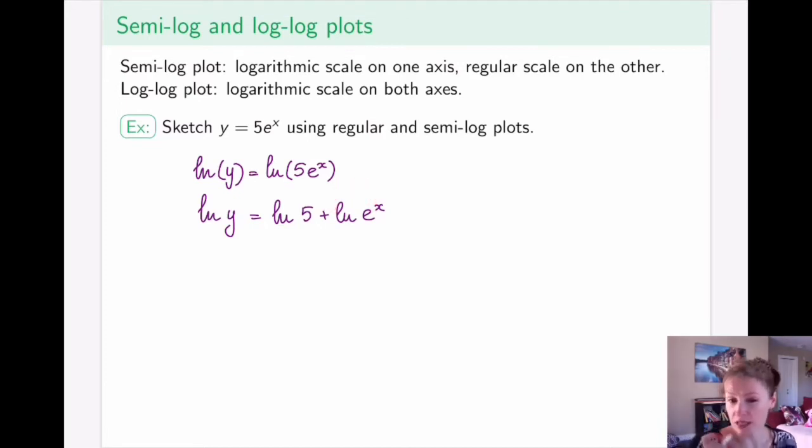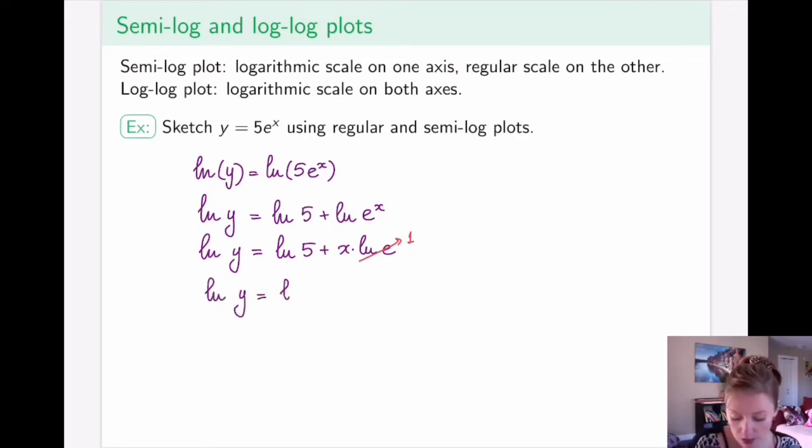Notice, and this is essential, that I couldn't apply this rule here. I couldn't have just taken this power and brought it down because this power was not the power of all of the inside. This 5 did not have an x on it. So here I'm going to have ln y equals ln 5 plus x times ln e. And ln e, of course, is just 1 because that's the power to which you have to raise e to get e. So I have ln of y is equal to ln of 5 plus x.